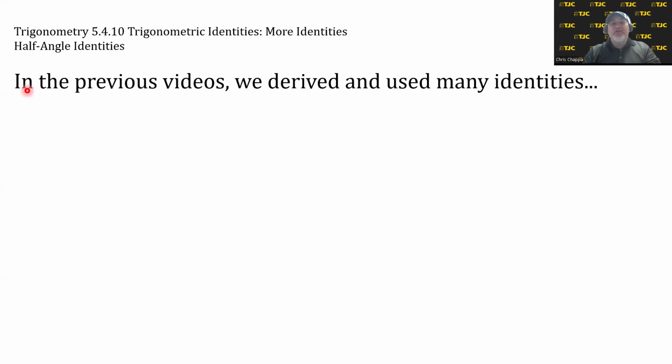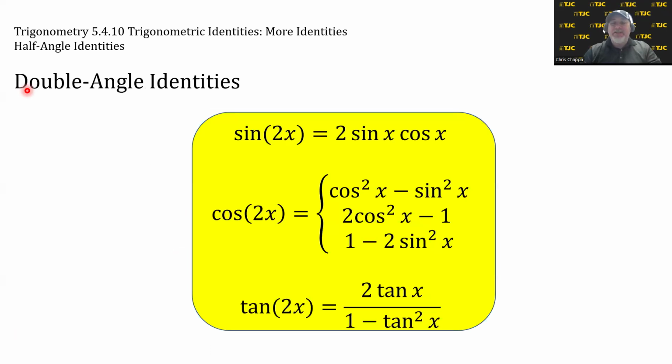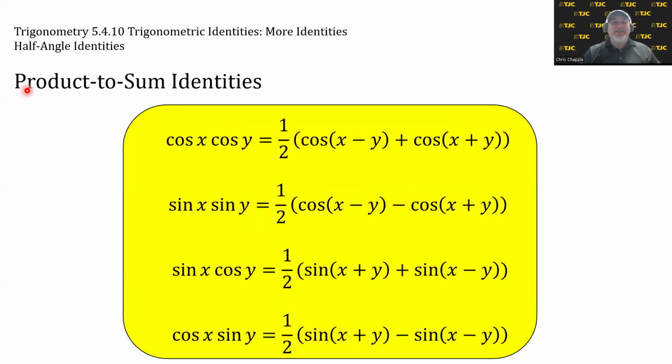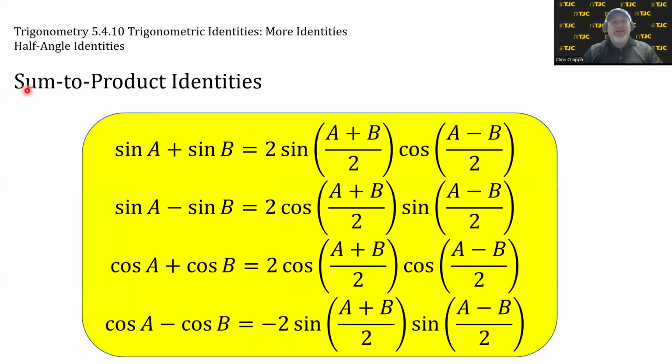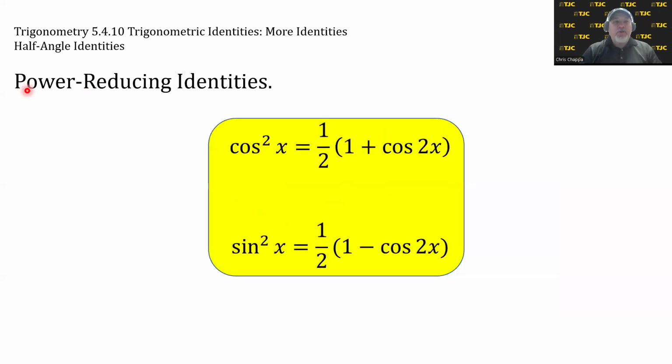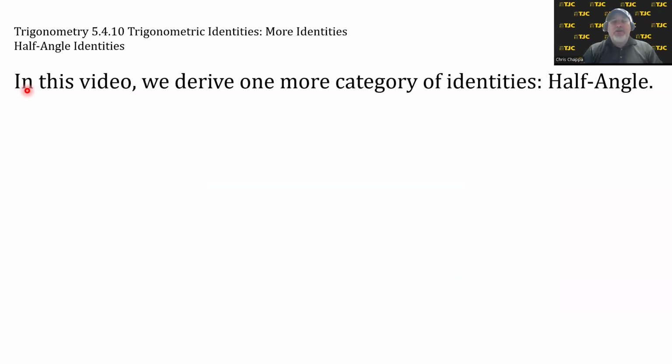In the previous videos, we derived and used many identities. Here's a quick rundown. Double angle identities: there were 5 of them. Product to sum identities: there were 4 of them. Sum to product identities: there were also 4 of them. And most recently, power reducing identities, of which there were 2. In this video, we derive one more category of identities, half-angle identities.